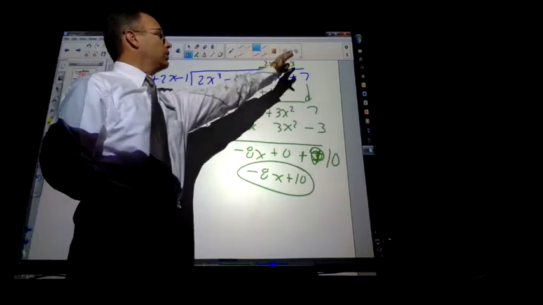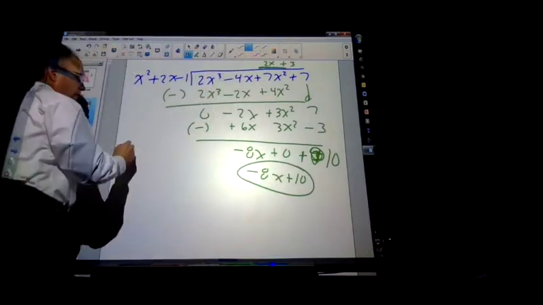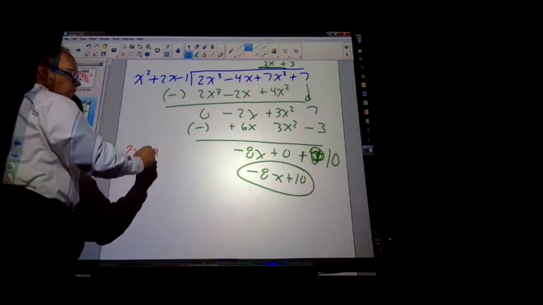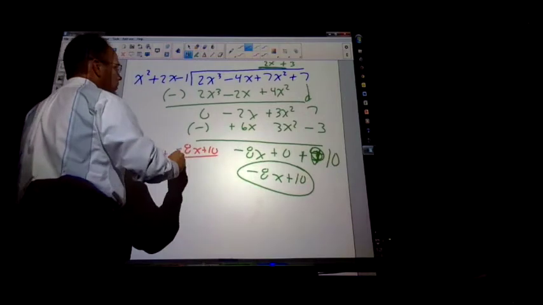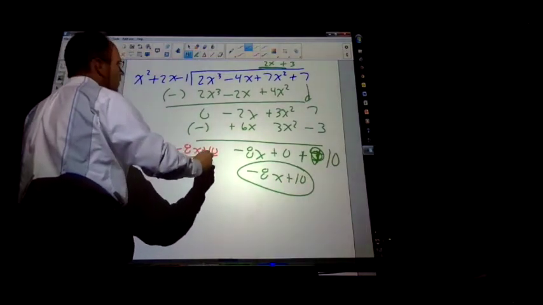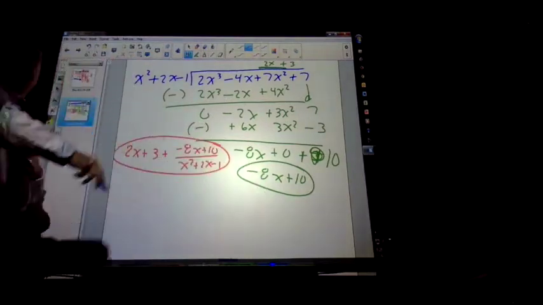So negative 8x plus 10 is my remainder. So 2x plus 3. And this, if I'd like, I could write it this way for an answer. And again, it's your choice if you want to leave it like this or if you want to rewrite it out.